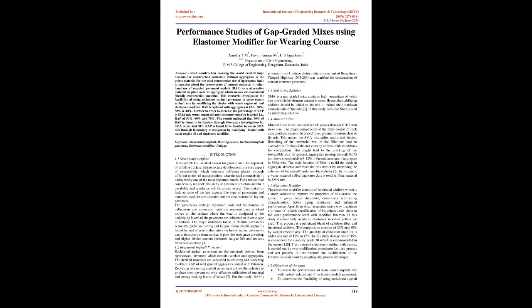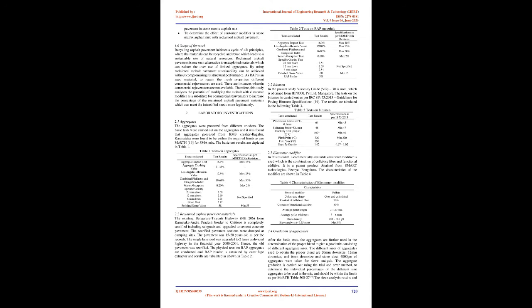1.4 Mineral filler. Mineral filler is the material which passes through the 0.075 mm sieve size. The major components of the filler consist of rock dust, Portland cement, hydrated lime, ground limestone dust or fly ash. This makes the SMA mix stiffer and a rich binder. Exceeding the threshold level of the filler can lead to excessive stiffening of the mix, causing unfavorable conditions for compaction. This might lead to cracking of the susceptible mix.